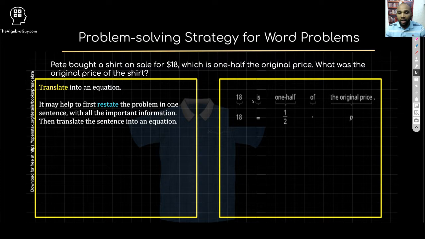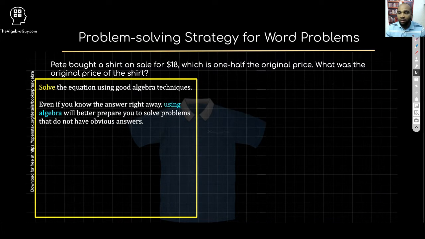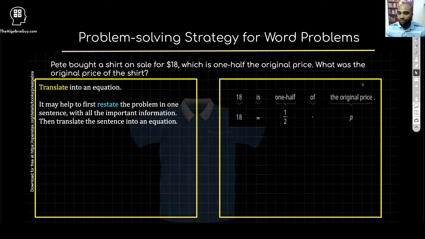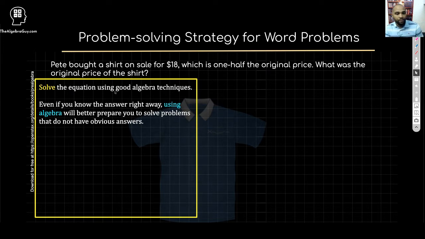So we see 18 is 1/2 of the original price. Well, let's write it out, right? So you see here, let me go back because that was some good information. So we see 18 is 1/2 of, where "of" is my multiplication, and P represents the original price. What a beautiful way to translate it. Now it's ready to be solved, which is our next step.